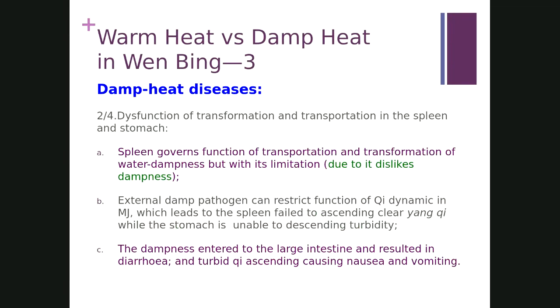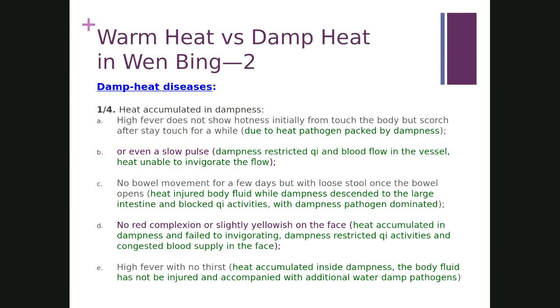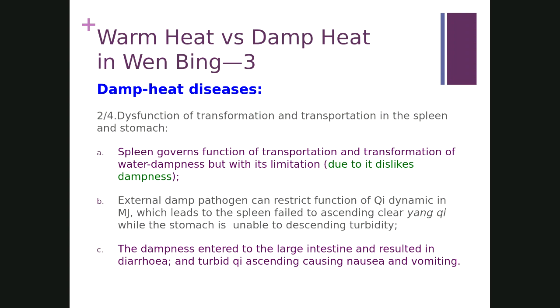Second part of damp heat disease here is talking about, okay, the first part mentioned heat accumulated in the dampness. So what will happen for the clinical manifestations? The second is dysfunction of transformation and transportation of the middle jiao. Because the damp is a pathogen, what will happen to the middle earth? Here I have a list of possible clinical manifestations.